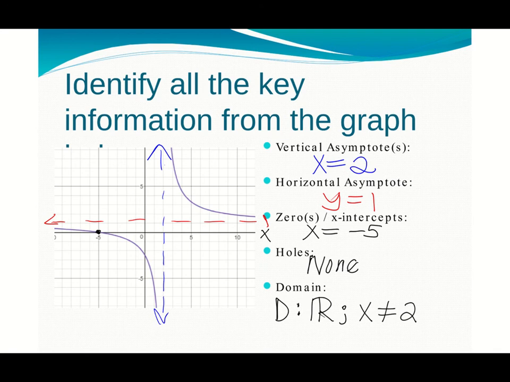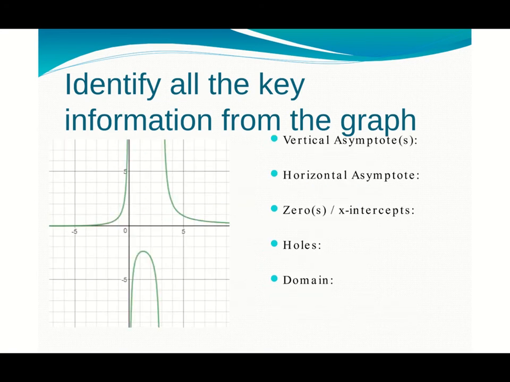Now, we're going to take a look at a different rational function, and this one's going to look a little different than the two that we've just taken a look at. All right, so we have this rational function. This one's different than the others. It has 3 different parts, but we're still looking for the same key information that we have located on the right. So we're going to start with our vertical asymptotes.